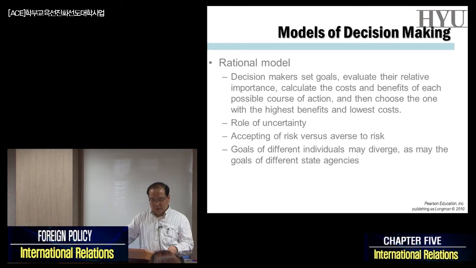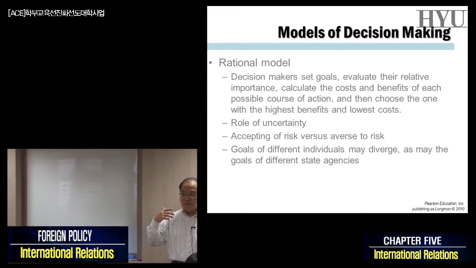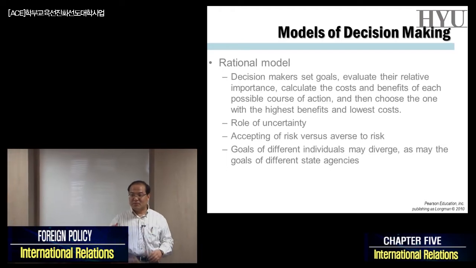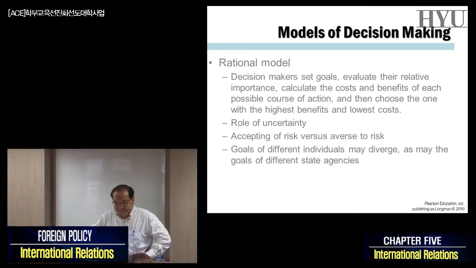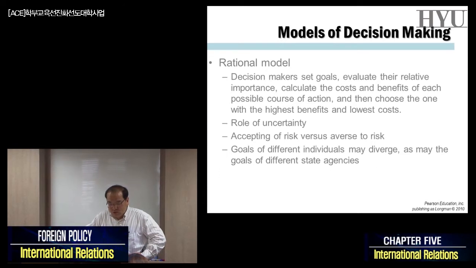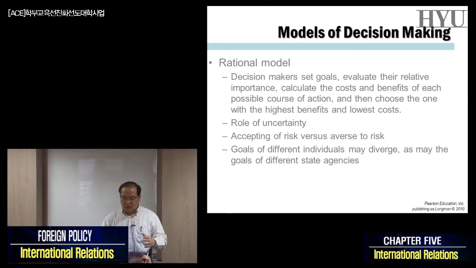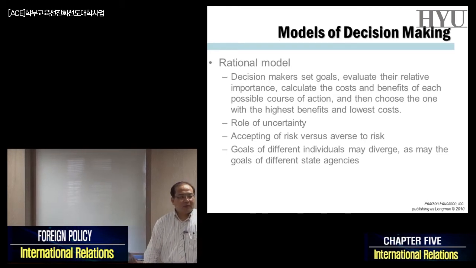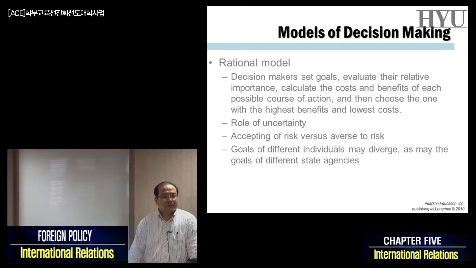A little bit complicated here. Cognitive bias. How decision makers cognitively make a decision. What does it mean? What are you talking about here? Cognitive decision-making process. Why should we look at a cognitive aspect in looking at decision-making process? How does it work?